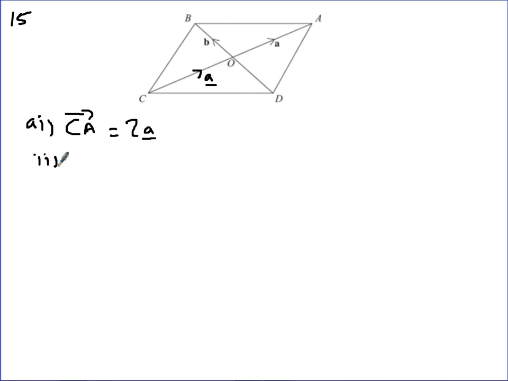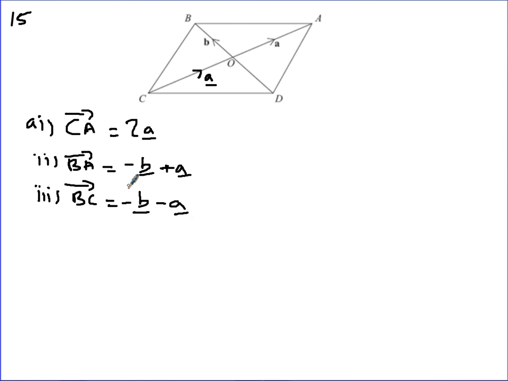Part 2. BA, so going from B to A here, well I'm going to go down this way and up this way. So BA will be minus b, and then plus a. Part 3. BC, well BC is here, so that'll be minus b minus a.